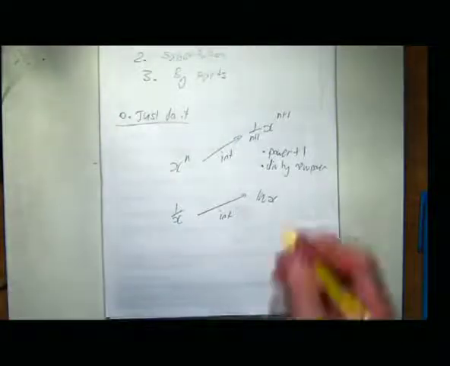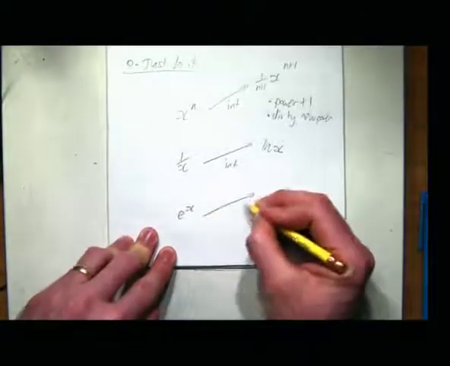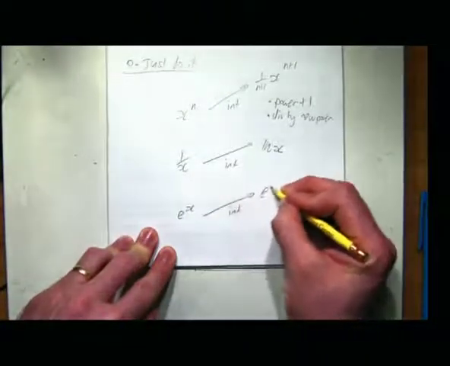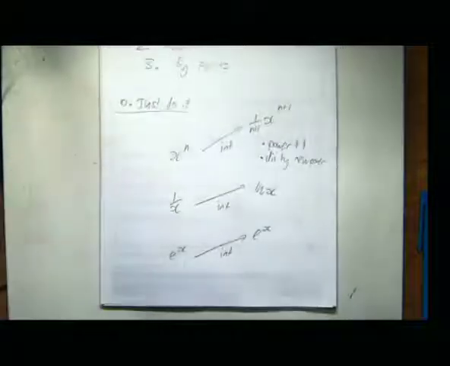Some people, like over in Maths 1a, actually define ln x to be the integral of 1 over x. They don't define it as the inverse of e to the x, they define it as the integral of 1 over x. So, yeah. And then the integral of e to the x is e to the x again. So they're your 3 classic integrals that you should be able to do. Alright.